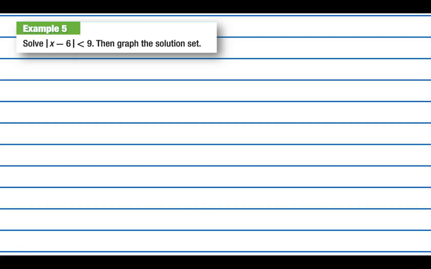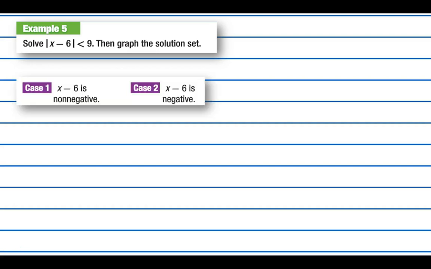Solve the absolute value of x minus 6, which is less than 9. Then we want to graph the solution set. When we're dealing with absolute values, remember we're going to have two cases. Case 1 is when x minus 6 is non-negative, so it's going to be positive. Case 2 is when x minus 6 is negative. If you recall from before, I always split it so that it reminds me that I have two equations I'm going to be dealing with.